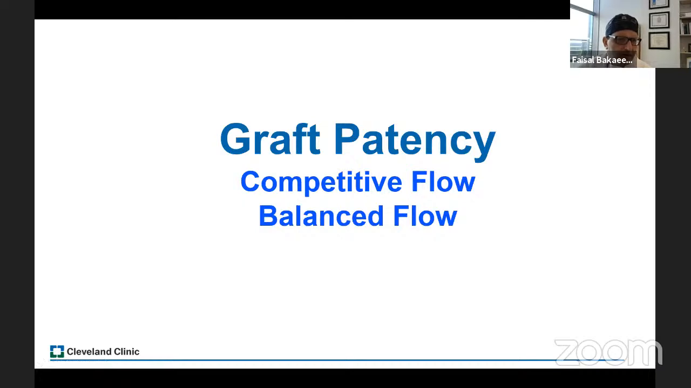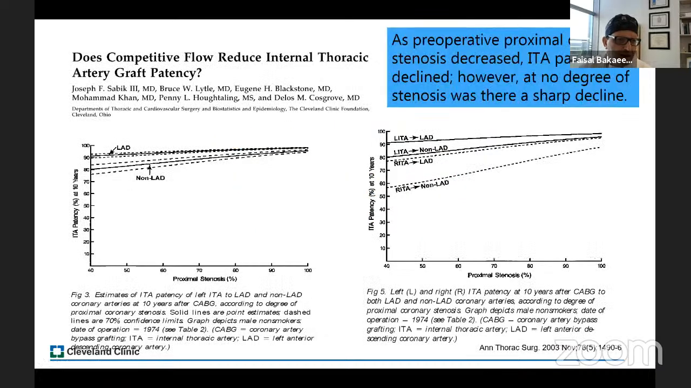What I mean by competitive flow is when the lesion in the native coronary is not severe, then the patency of the arterial graft will be diminished. And that's particularly true for the radial. We don't recommend using radials for lesions less than 70% on the left system and 90% for the RCA. But for the RITA and the LITA, there's no inflection point. It's just the more severe the stenosis, the better the patency.